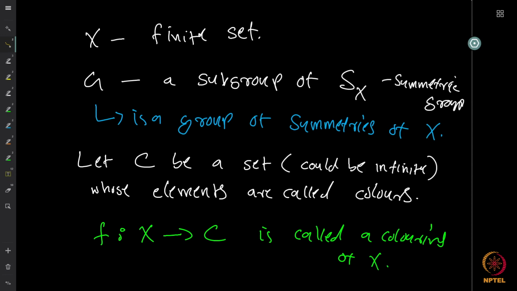So we have now a coloring of an arbitrary finite set X. Then we can of course ask several questions, like what is the number of colorings. Then we can ask, under the action of this symmetry group G, can you say how many inequivalent colorings are there? So this is basically a generalization of what we were looking at before.